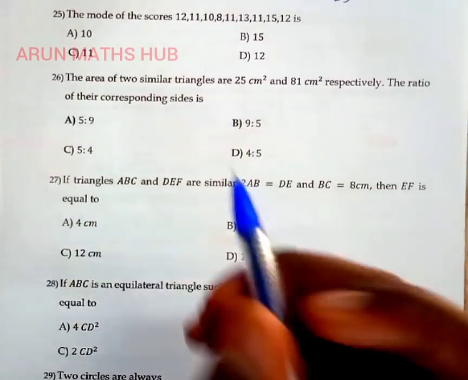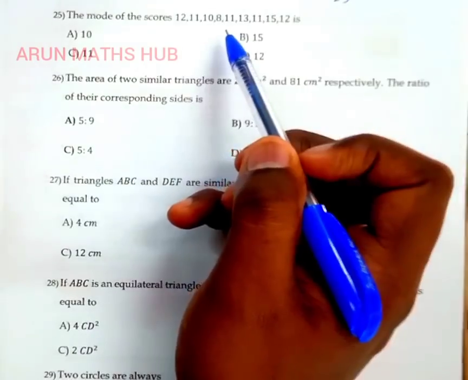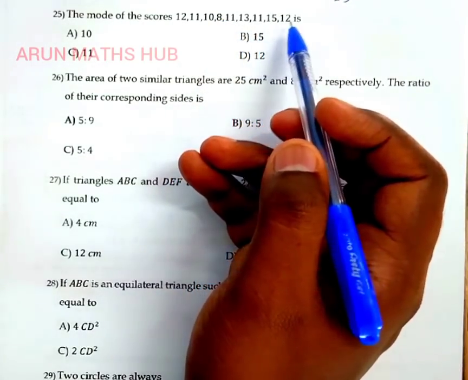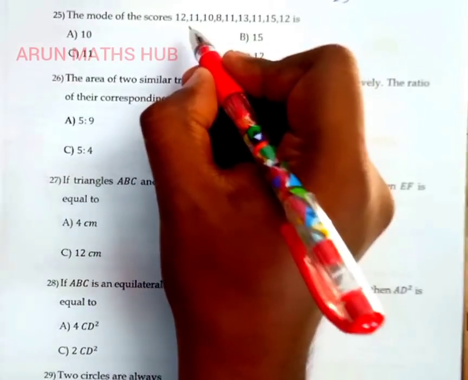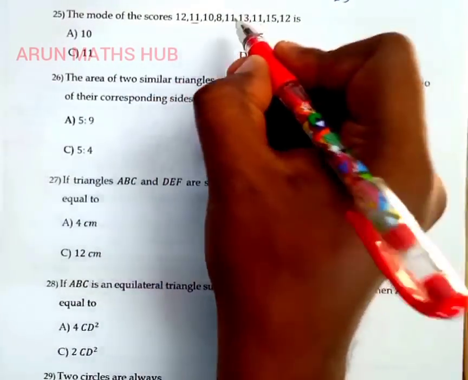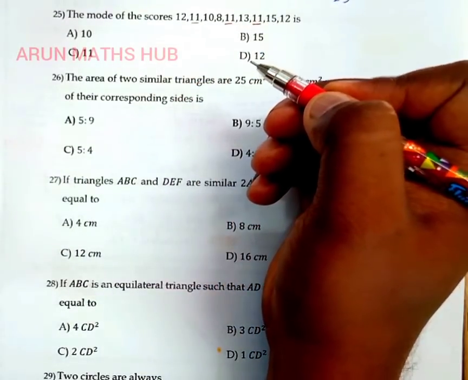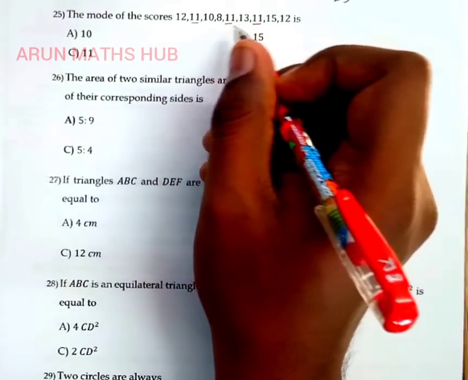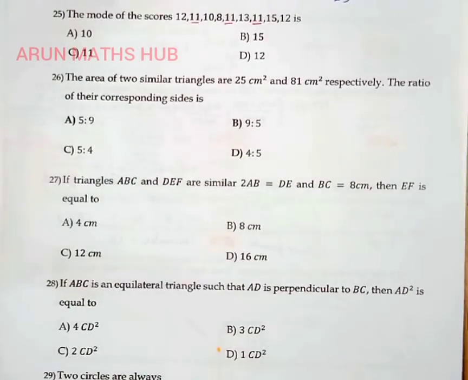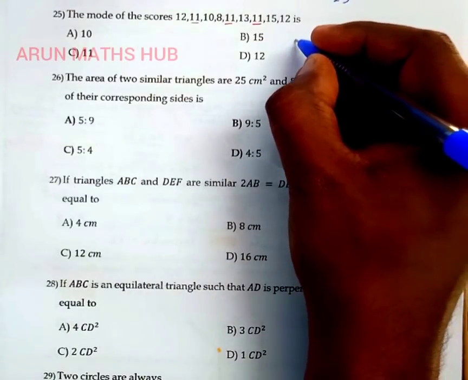Now moving to question number 25. The mode of the scores 12, 11, 10, 8, 11, 13, 11, 15 and 12. The score repeated the most number of times is the mode. 11 has repeated 3 times, therefore the mode of the scores is 11. What is mode? Mode is the score which repeats more often. Therefore the correct answer is option C, 11.